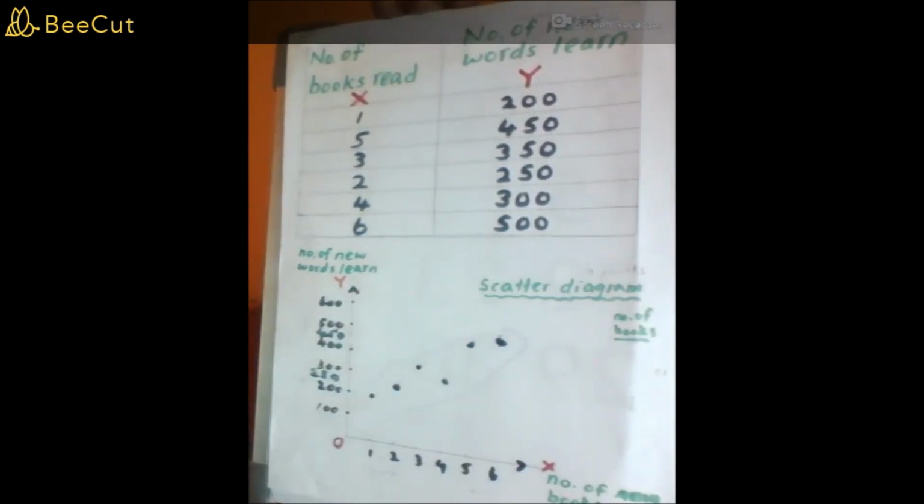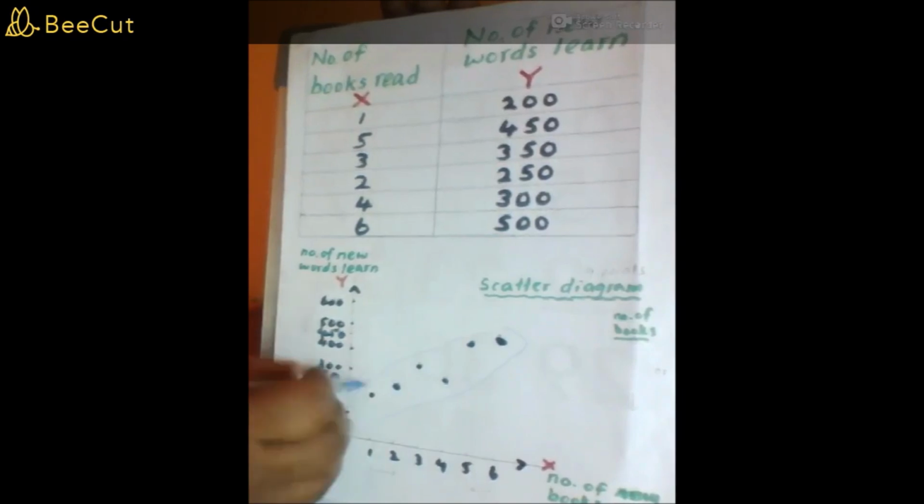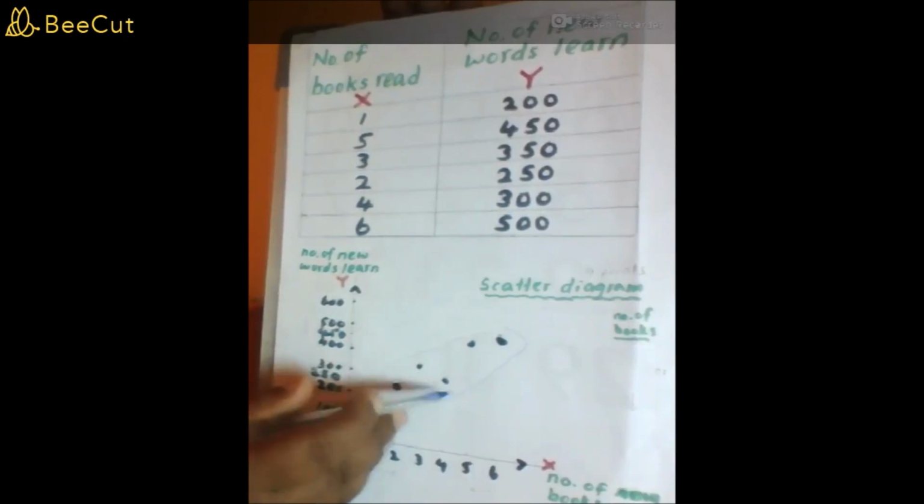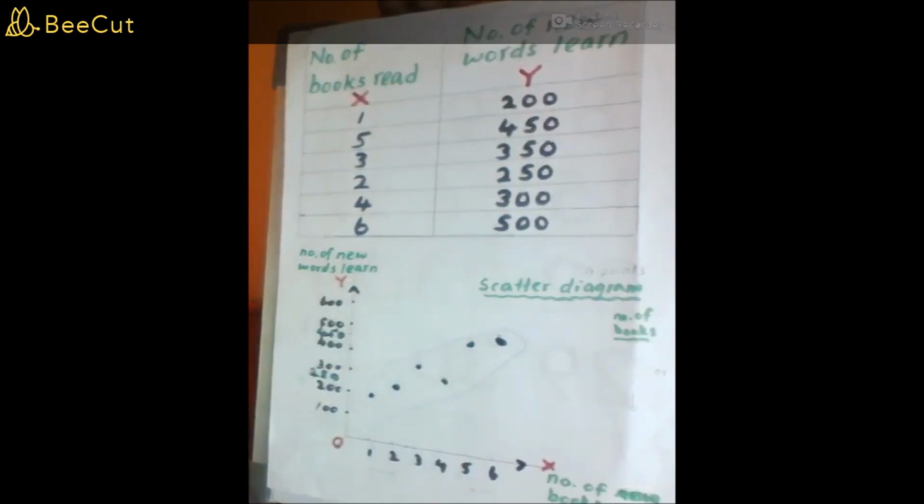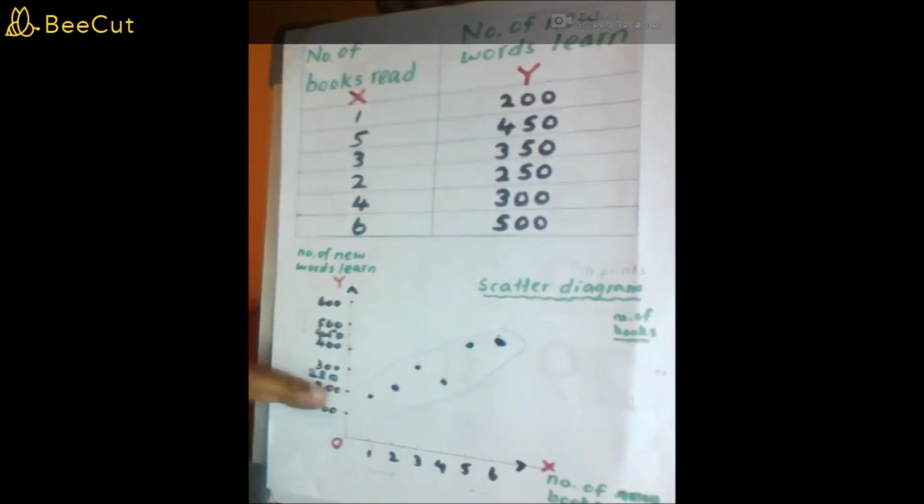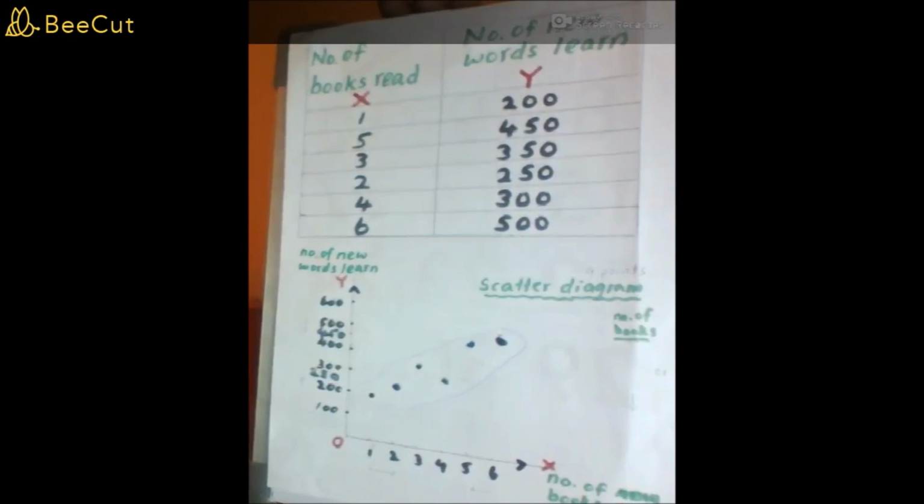You can let some dots go out, but cover the majority of dots, then you can see the direction. So mark the direction. Now here that means there's a positive relationship between the number of books read and the number of new words learned, right? Positive relationship. What is meant by positive relationship?